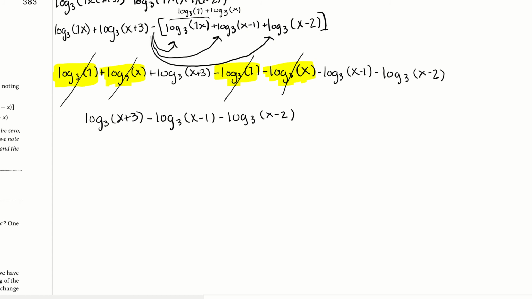Okay, so now let's say that I give you this, and I want you to condense it, to put it back into one logarithm. Well, you have a subtraction here and a subtraction here. So you should notice that subtractions would be the quotient rule.